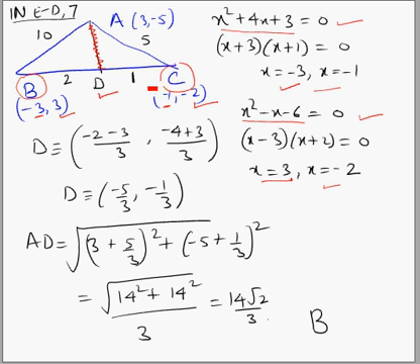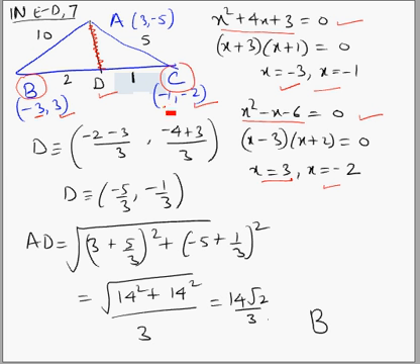You know the angle bisector theorem: this over this equals this over this. So the ratio of AB and AC would be the same as the ratio of BD and CD, right? So using the section formula we find the coordinates of D.